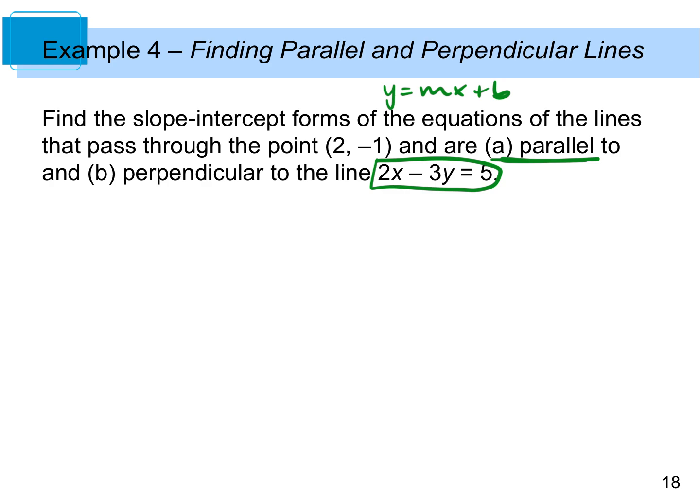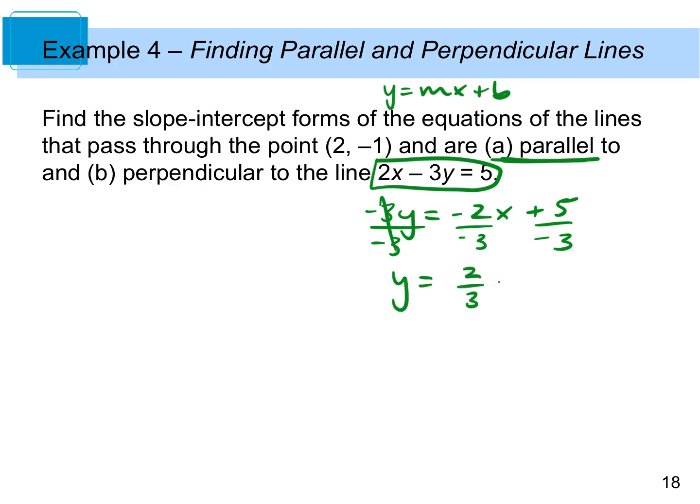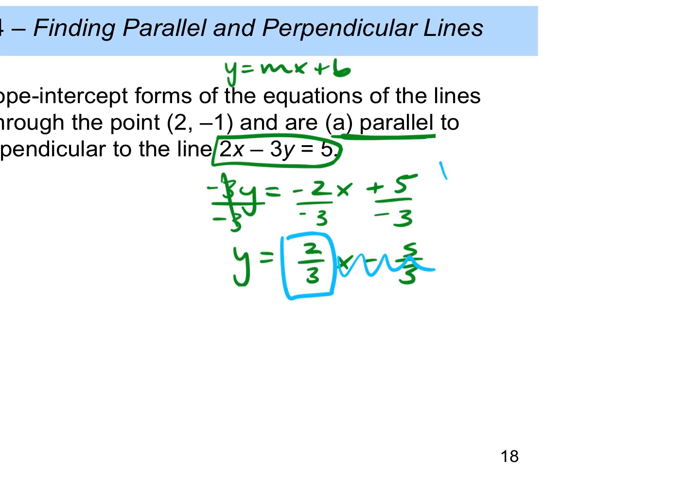So I'm going to subtract the 2x over. So -3y is equal to -2x plus 5. And then divide by -3. So y is equal to 2 over 3x minus 5 over 3. Now the only thing I care about here is the slope. The rest of the equation does not matter. So my slope is 2 over 3.